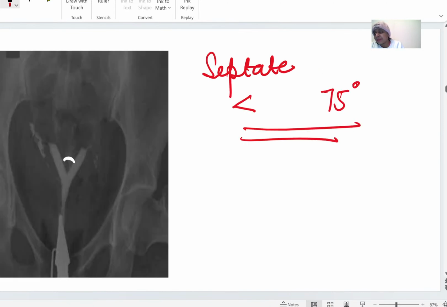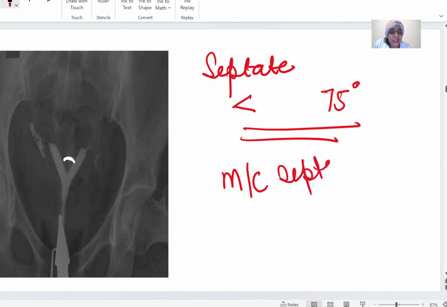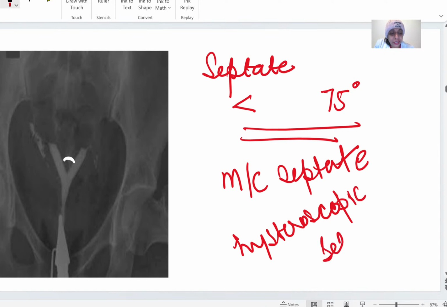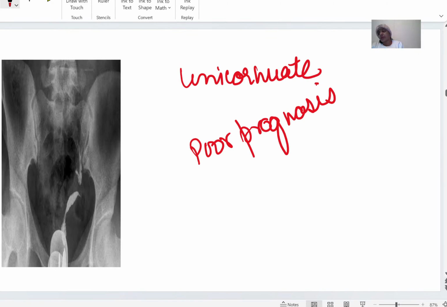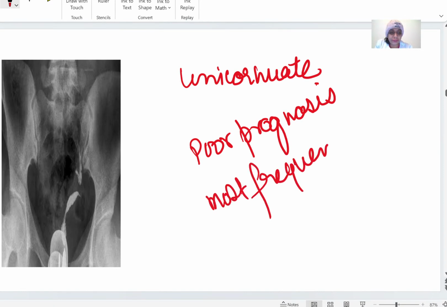Which is the most common Mullerian anomaly? The most common Mullerian anomaly is septate. What is the treatment of septate? Hysteroscopic septal resection. You are not going to mark metroplasty. Okay. Unicornuate has the poorest prognosis among all the Mullerian anomalies. It most frequently causes abortion.